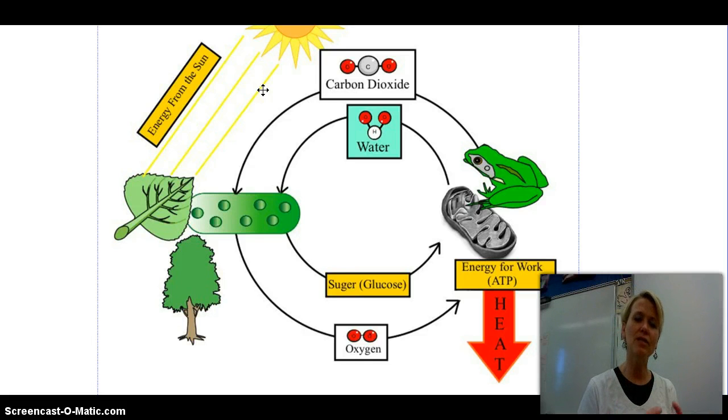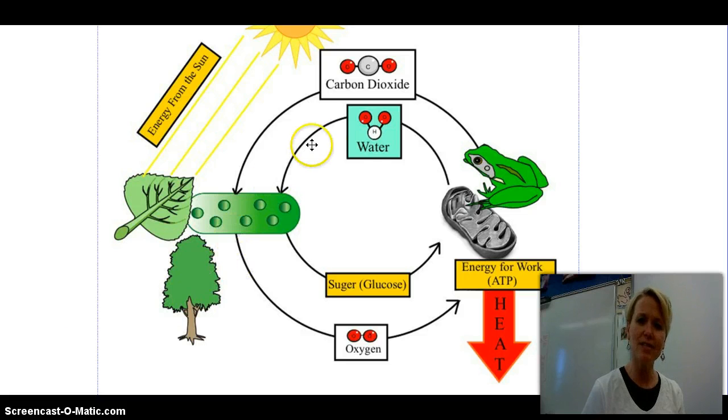So we take the glucose plus the oxygen that we breathe in, and in the process we make carbon dioxide as a waste, we make a little bit of water, and then we make a whole bunch of ATP. So we've got instant energy for our cells and for our body and for everything that needs to go on.